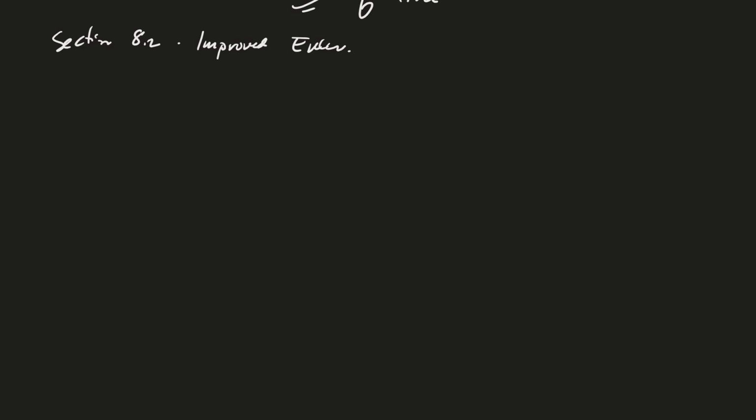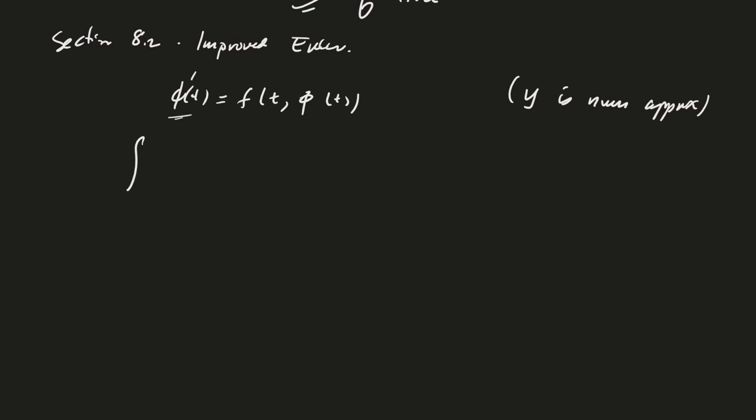So suppose that we have phi of t is our actual solution to the differential equation, so that phi prime of t, by the way, I'm thinking of y as a numerical approximation to our solution. So then phi prime we're thinking of as being f of t, phi of t, this is just to match the book's notation. Okay. Then intuitively, because this is phi prime, you could just integrate both sides from time tn to time tn plus 1.